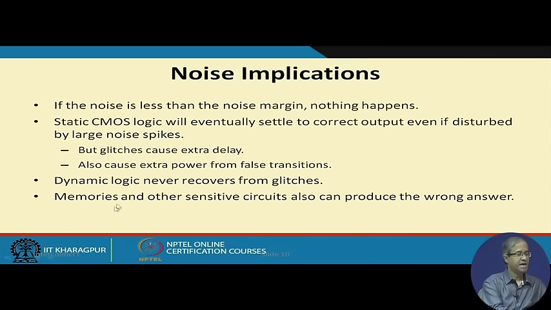And similarly, memories, the dynamic RAM, where data are stored as charge on capacitances, because of this noise some of the capacitances might get discharged. So, the answer might be wrong.